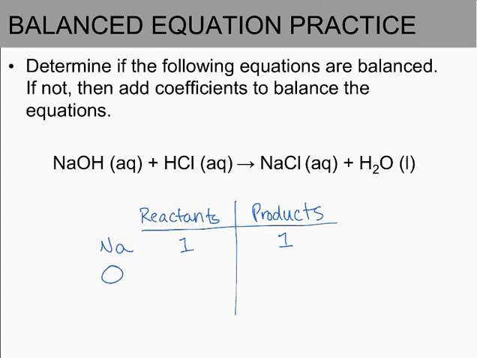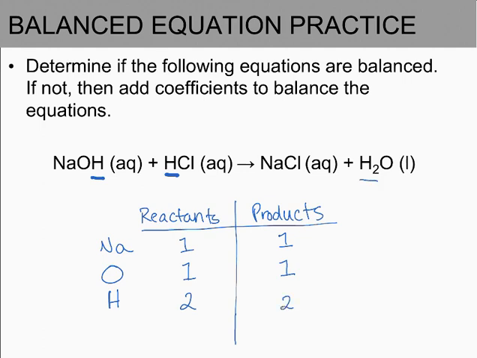And then let's go to oxygen. So on the left, I just have 1 oxygen. On the right, I have 1 oxygen. All right, so let's go to hydrogen next. So this is tricky. Hydrogen is actually present in both reactants. So I have a total of 2. And on the right-hand side, I also have 2 hydrogens.